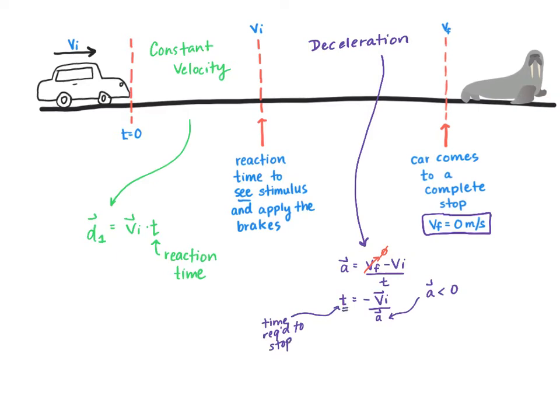Now that we know this time, we can use one of our two formulas we discovered during displacement. We can either use displacement equals the average velocity, so final plus initial over 2, times the time, or we can use displacement equals our initial velocity times the time plus 1/2 AT squared. In both cases, we should get the same answer. So we're going to look at an example of this.